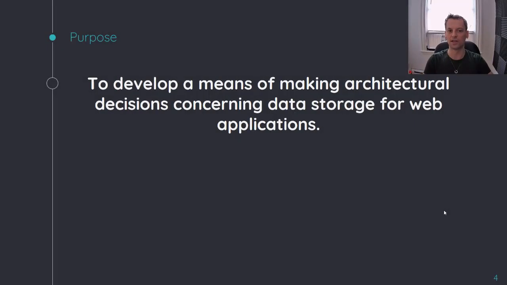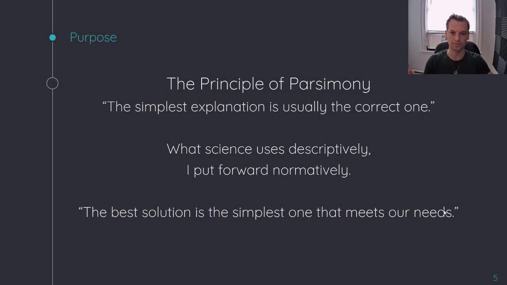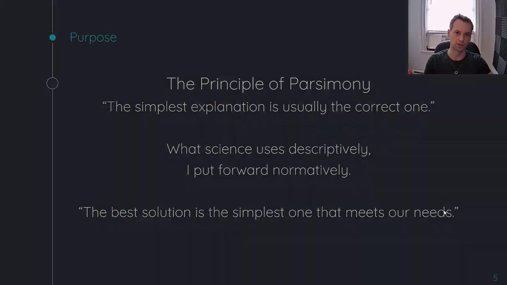So let's talk about the purpose of this video. We are looking for a means of making architectural decisions for our web applications concerning how we want to do data storage. For this, I want to basically indicate what my driving principle is. In science, you've probably heard of the notion that the simplest explanation is usually the correct one. Now, that is used descriptively in science. I am going to put forward that prescriptively when it comes to software engineering, the simplest solution is usually the correct one for any problem we're trying to solve.